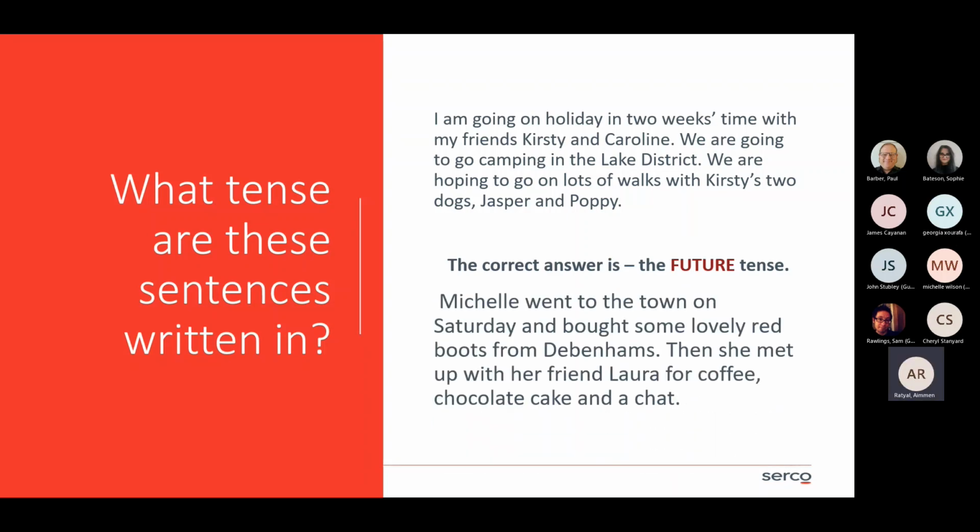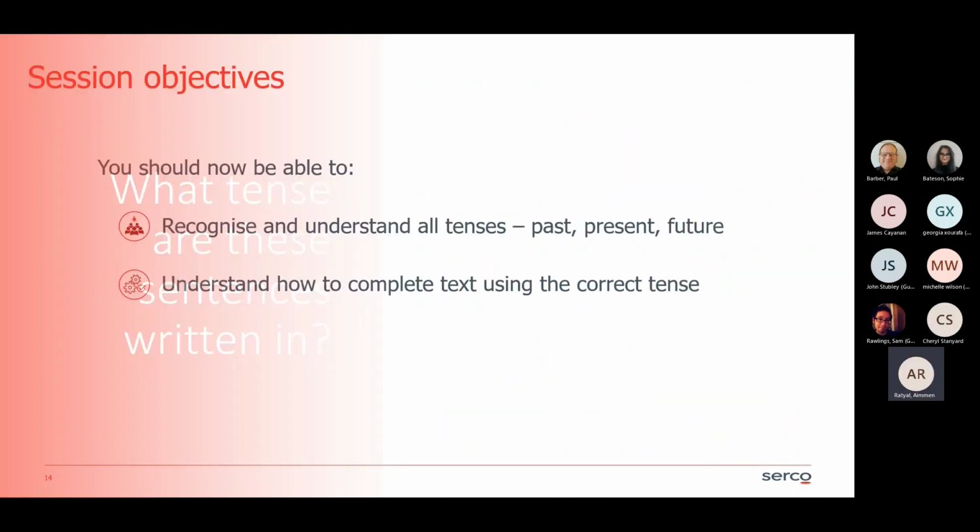And the final one: Michelle went to the town on Saturday and bought some lovely red boots from Debenhams. Then she met up with her friend Laura for a coffee, chocolate cake and a chat. What tense do we think we've got here? Past. Past, fantastic. Super, we're getting the gist of this.